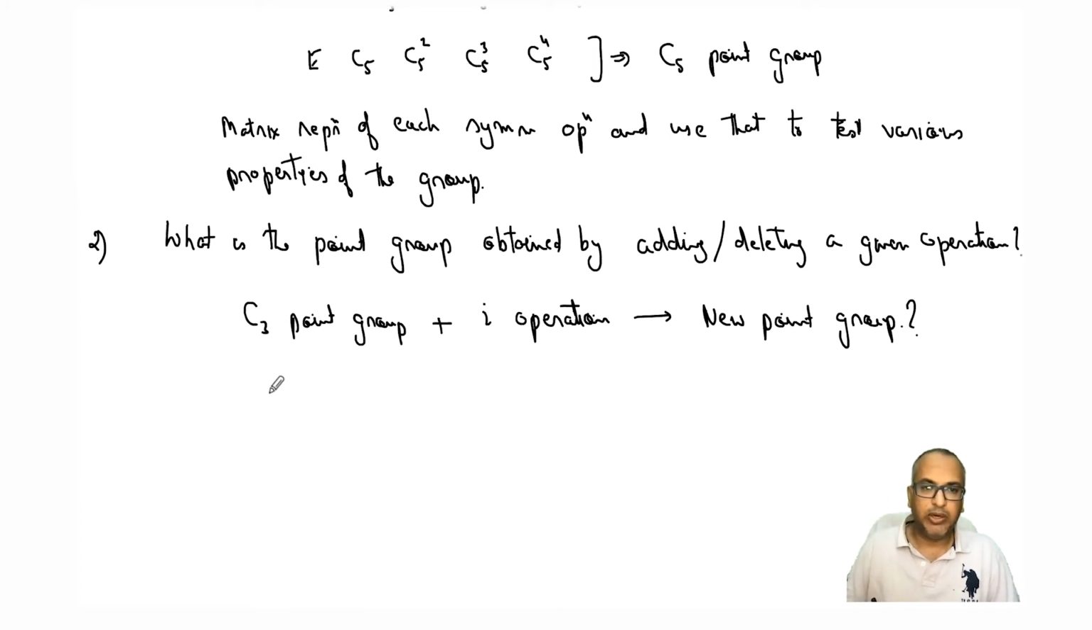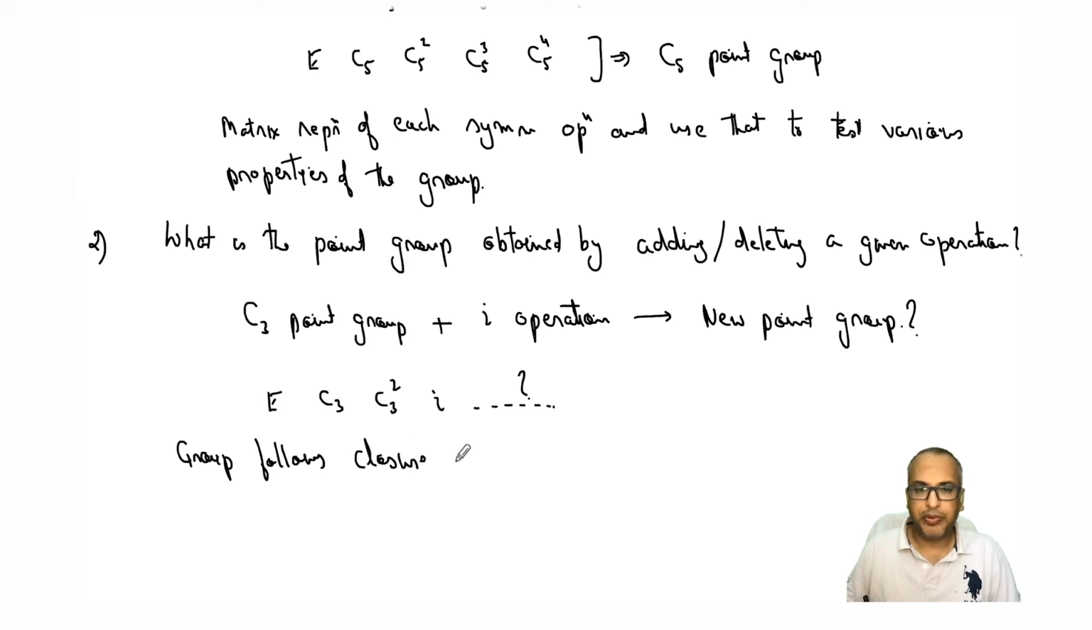So for the C3 point group, what you have is, list down the group elements. So you have E, C3, C3 square, right? And on top of that, you're now adding I. Now adding I is not just adding I. If you add I to this, what additional elements are also added, that one has to identify. So how do you identify that? The very easy thing is that a group always follows the closure property, right?